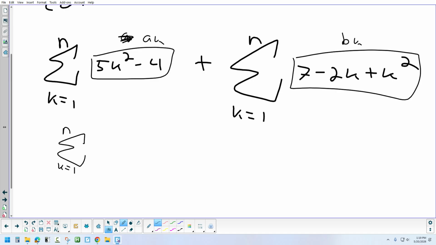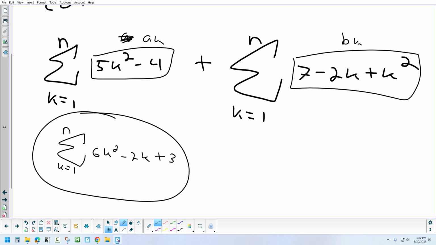Yeah. 6k squared is 2k plus 3. And then plus 3. So 5k squared plus 1k squared. Negative 2k doesn't have any like terms, and negative 4 plus 7 gives us 3. Any question on how we combined two sigmas into one?